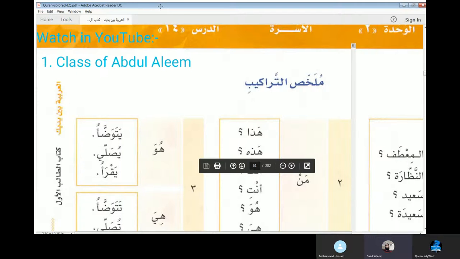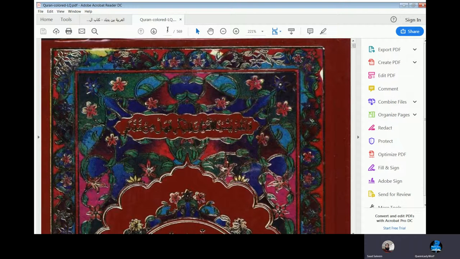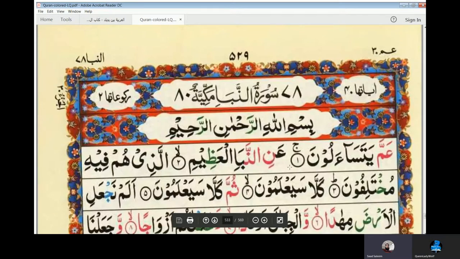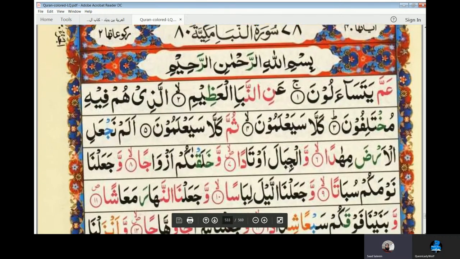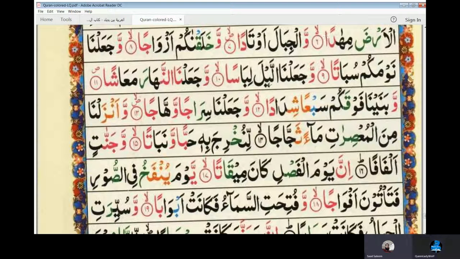Do you remember the page of the Holy Quran? Page 533. And the ayat number, verse number? 11. Were we on 11? Yeah, we'll start from here.